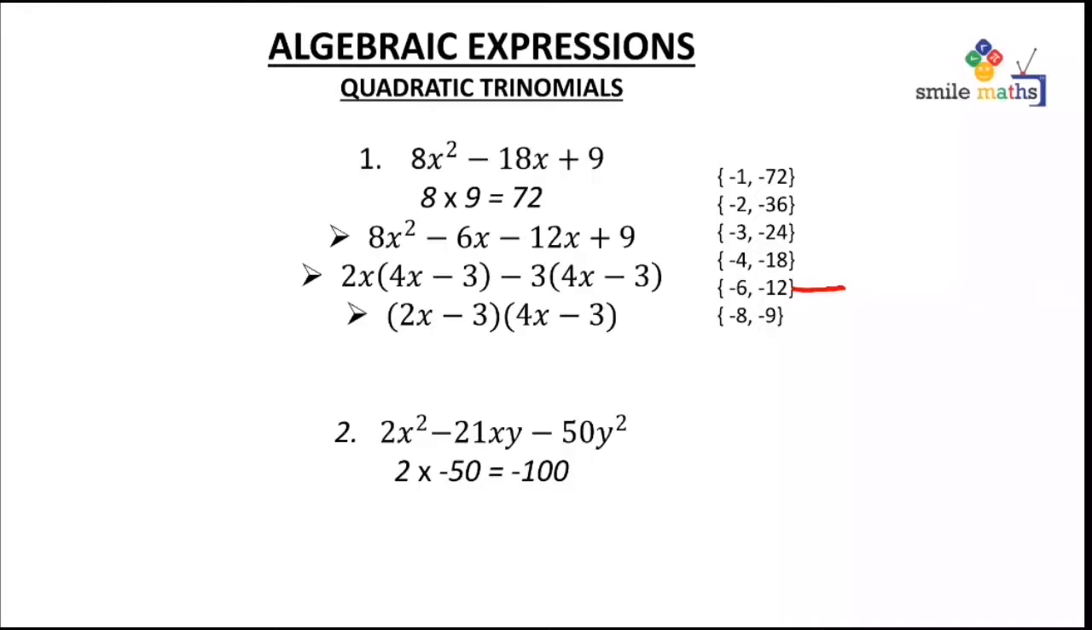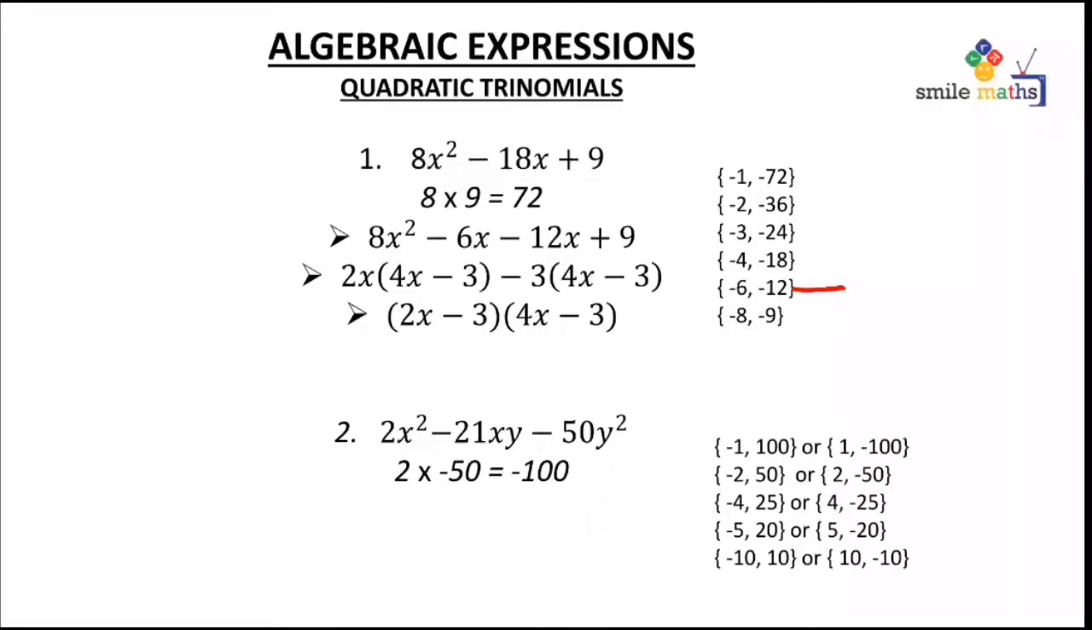Still our b over here is a negative number, but because our product is also a negative number, it means we can't have two negative numbers, because when we multiply a negative by a negative, we are going to get a positive number, so we can't get a negative 100. So this is how our factors are going to be like. It's either going to be negative 1 times 100 or 1 times negative 100.